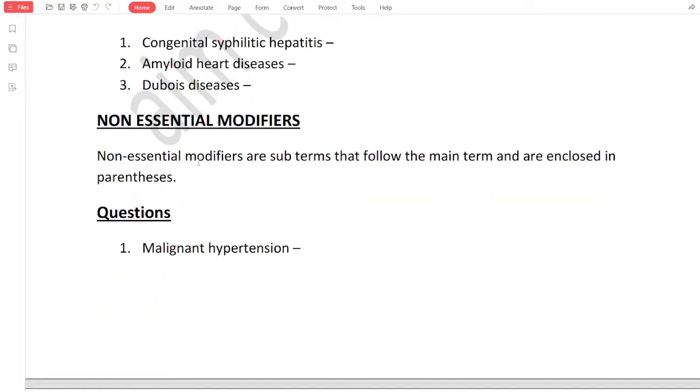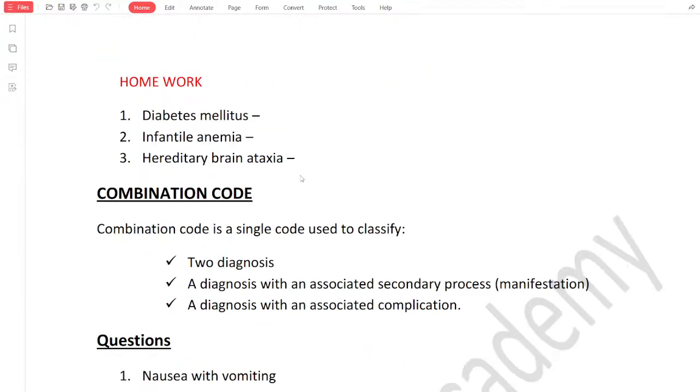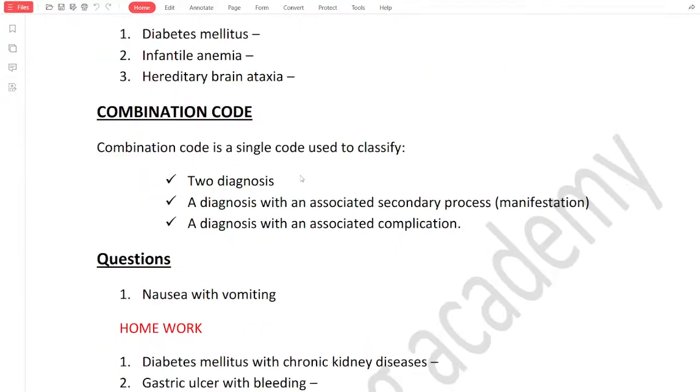Non-essential modifiers are subterms that follow the main term and are enclosed in parentheses. Okay, you know, parentheses means some brackets. You try to answer this: diabetes mellitus, infantile anemia, hereditary brain ataxia.